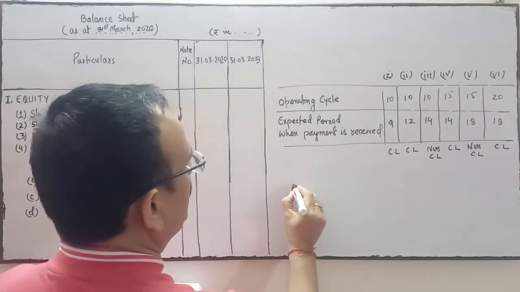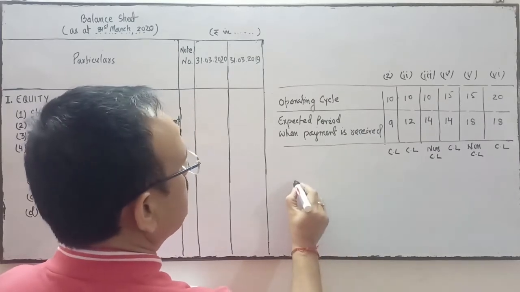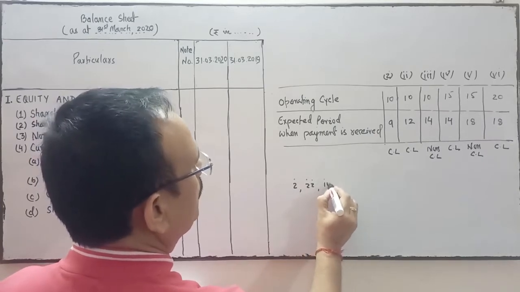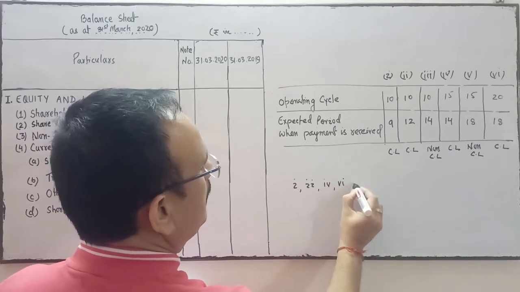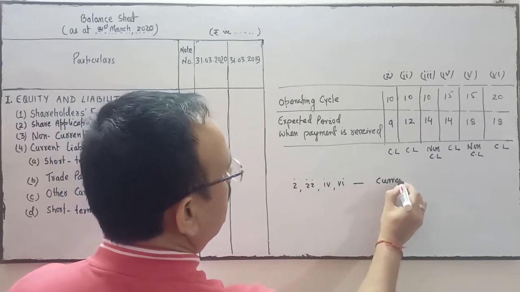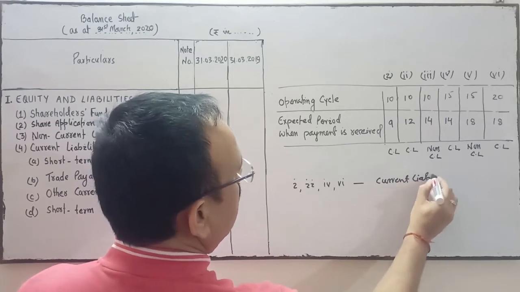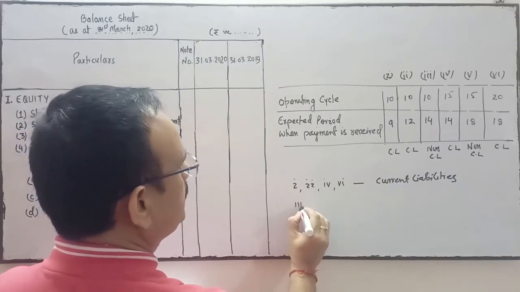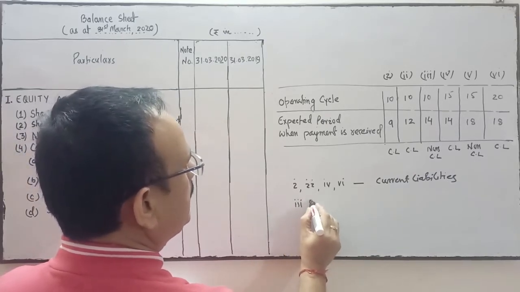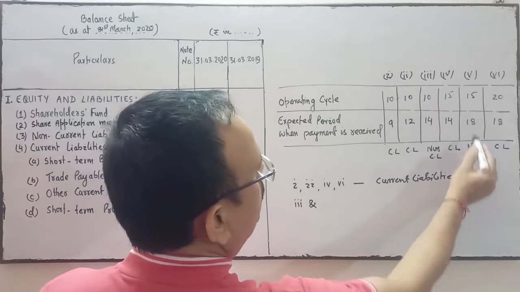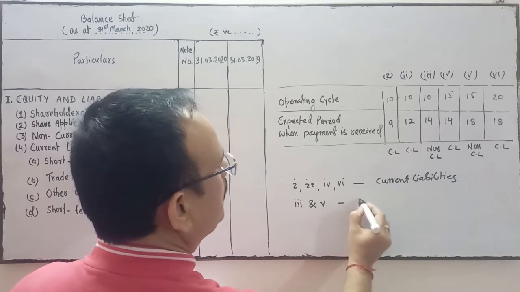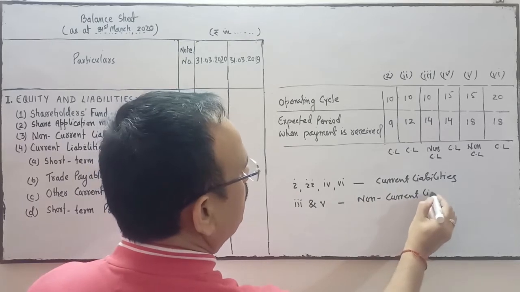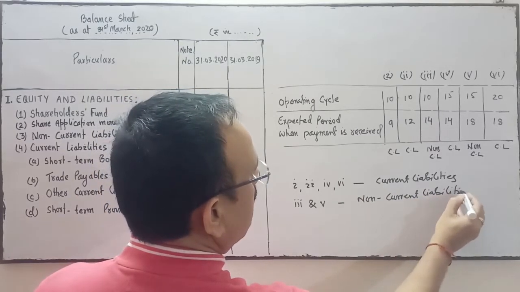So here case number 1, case number 2, case number 4, case number 6 are current liabilities. And case number 3 and case number 5, they are non-current liabilities. Is it clear? They are non-current liabilities.